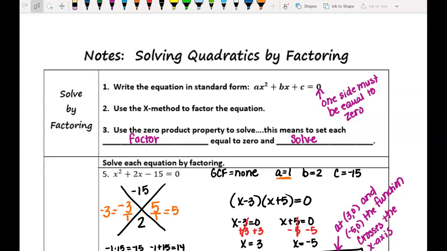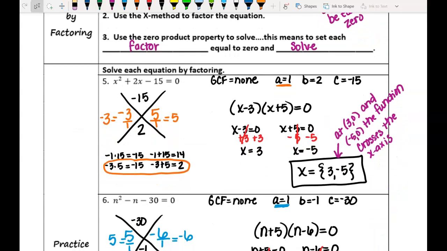I realize there's a lot of steps involved in the x method, but we've already been over that, so I didn't rewrite the steps out here. And then we're going to use the zero product property to solve. This means to set each factor equal to 0 and solve. So you can see we did some examples here where we did just that.